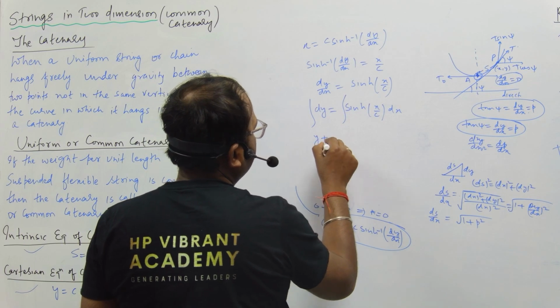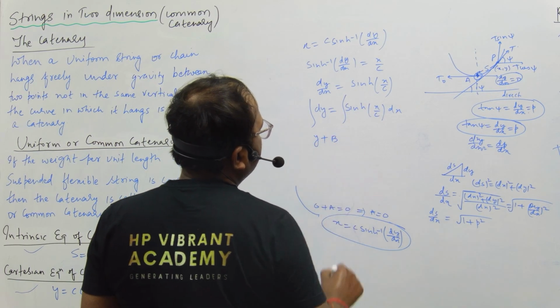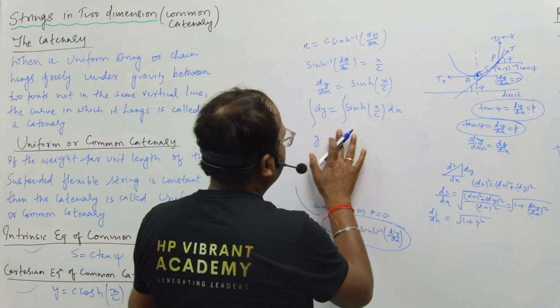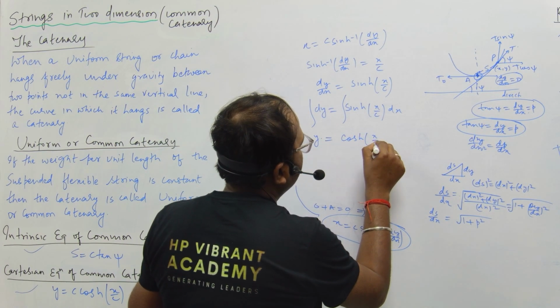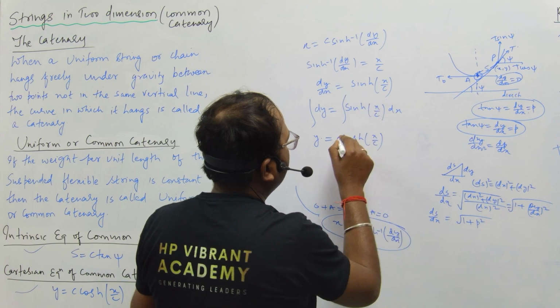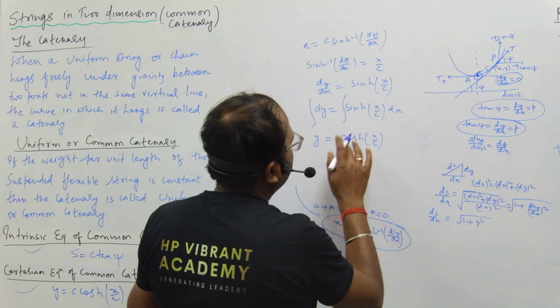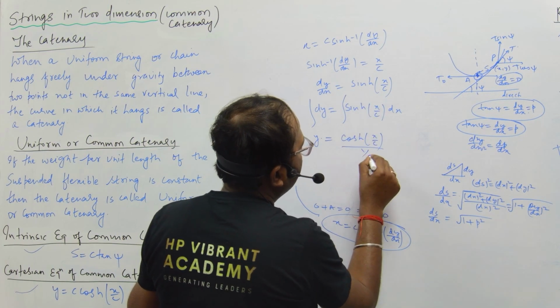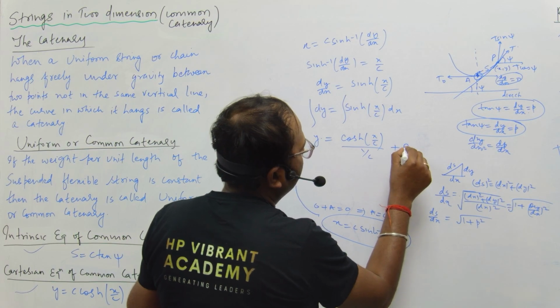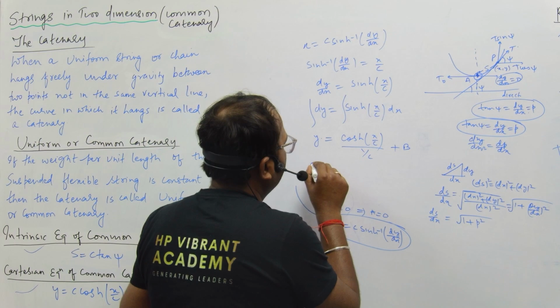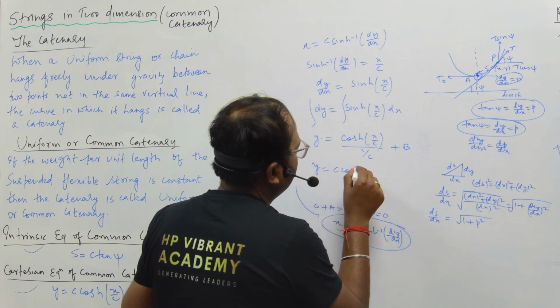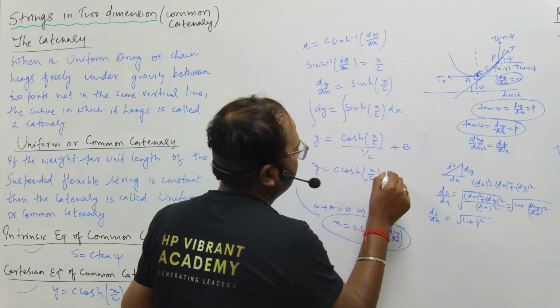So y is equal to cosh of x/c divided by 1/c, so this will be c. On integrating this will be 1/c, plus b, where b is the constant of integration. So y is equal to c cosh of x/c plus b.